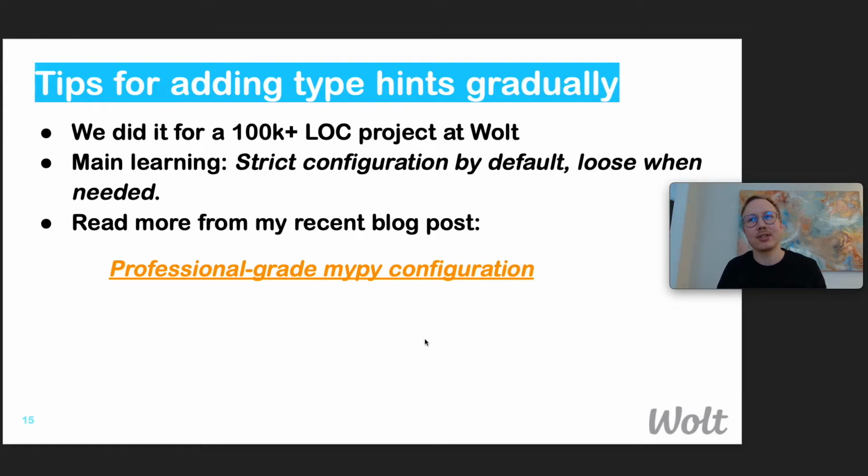We actually did this exercise at Wolt a couple of years ago. Maybe better to say we started this exercise. So back then the biggest Python project was more than 100,000 lines of code, and we started gradually adding types to that. The main learning from this exercise was definitely that you should have strict configuration by default and loose when needed if you are planning to add types for an existing, maybe legacy project. I actually wrote a quite detailed blog post about the topic, so if you're interested, have a look at that.